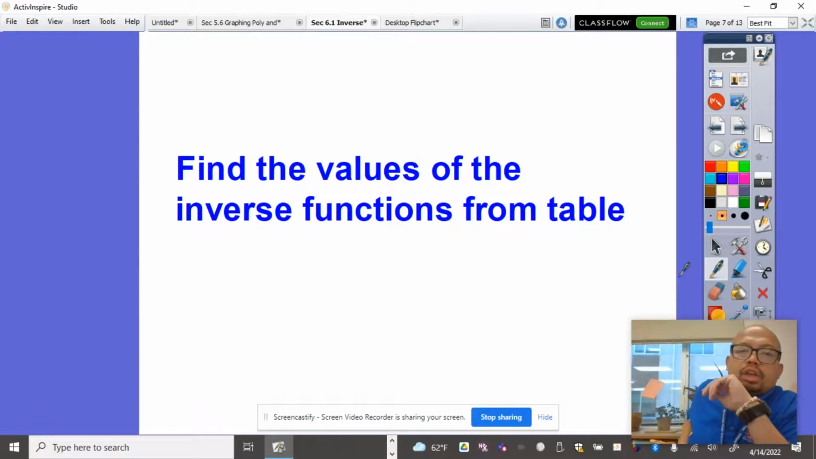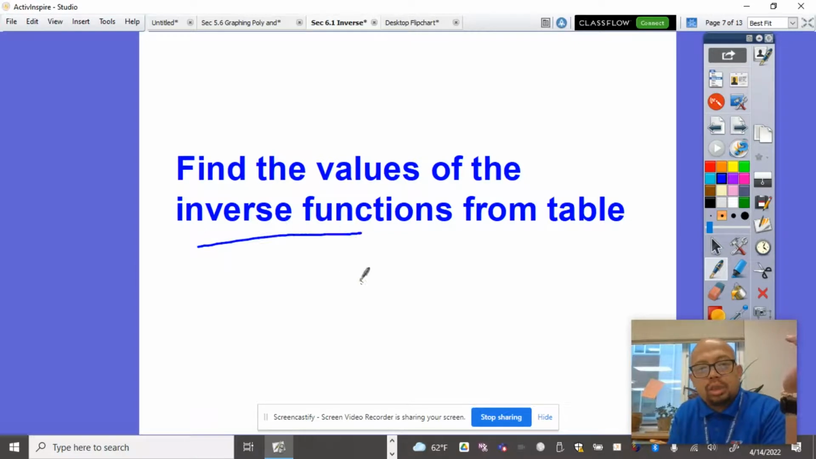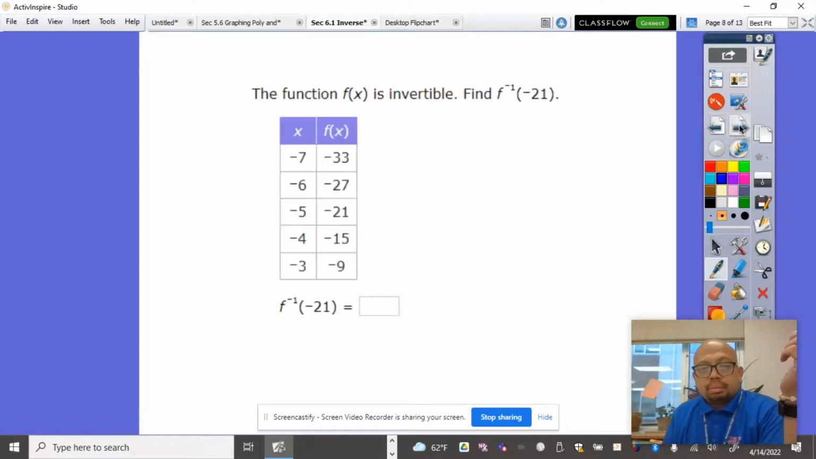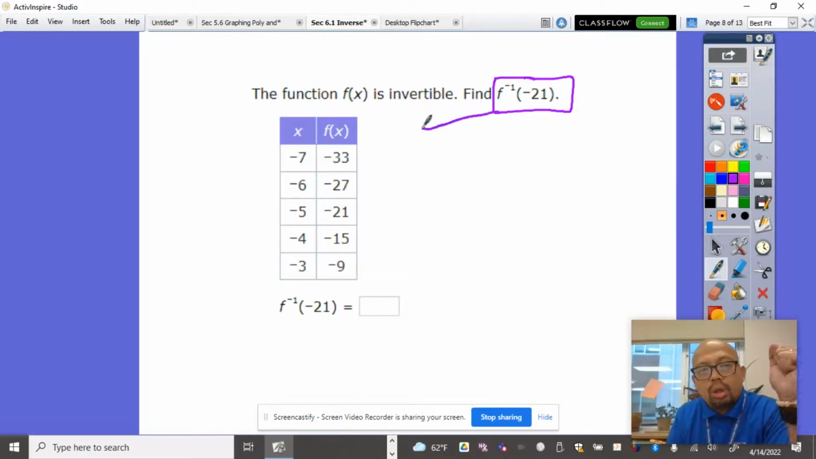How do you find the values of the inverse of the function from a table? Remember that inverse function, you swap the x and the y. Okay, the function f of x is invertible. Find the inverse of f of negative 21. So here we're gonna look for the negative 21 on the y value on the f of x, which is negative 21, and the corresponding x is negative 5. So the answer for inverse of f of negative 21 is negative 5.